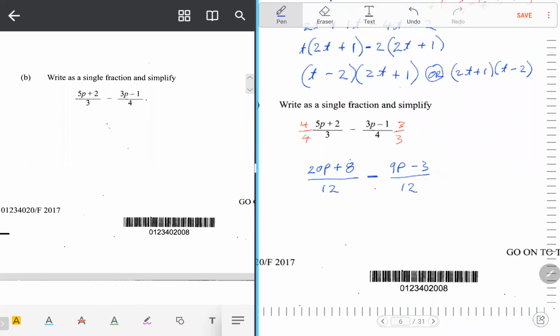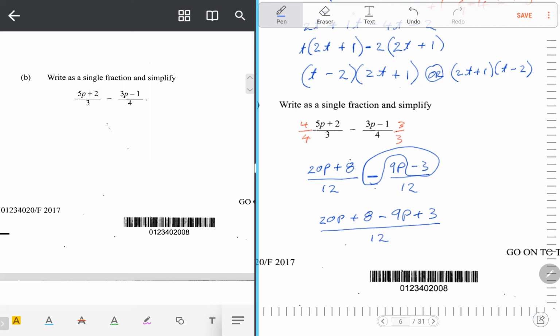Because the two denominators are the same, you can just write it now as 20p plus 8. Now remember, this minus is subtracting the entire numerator. That's where people make the mistake. You're subtracting the entire numerator, so you're going to get minus 9p first. And then you get minus a negative 3, so minus a negative 3 gives you a positive 3. Right? And then you divide that by the common denominator of 12.